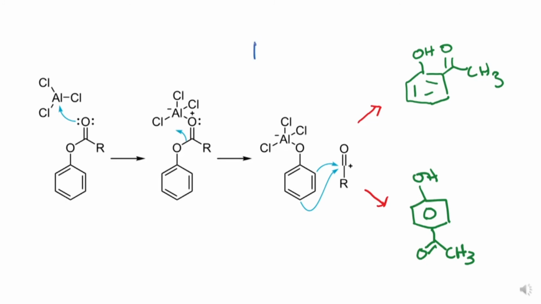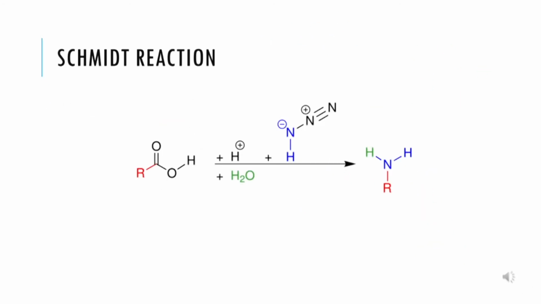We've already looked at this, so you produce an intermediate such as this, and this intermediate is now in a great position to react through the ortho position or the para position to give you the corresponding acetylated compound. So this is basically like a Friedel-Crafts acylation, which we've already looked at in detail in this course. Now, the next reaction is the Schmidt reaction.